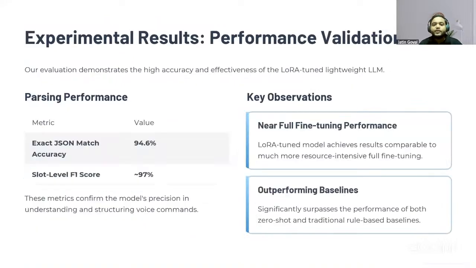We now move to experimental evaluation. The LoRA-tuned model was evaluated on a held-out test set of unseen utterances. It achieves 94.6% exact JSON match accuracy and approximately 97% slot-level F1 score. Exact JSON match measures whether the generated output exactly matches the ground truth. Slot-level F1 measures fine-grained semantic correctness, whether the product names and quantities are extracted correctly even when formatting differs. These results show that the model is both structurally reliable and semantically accurate.